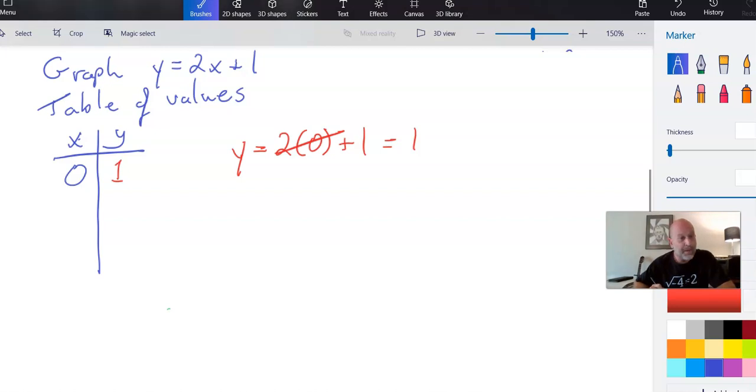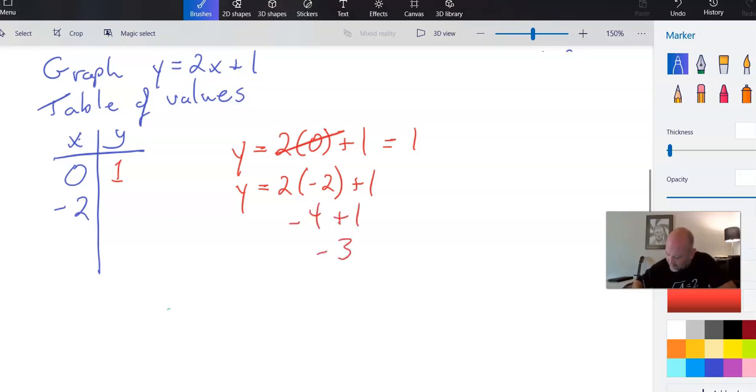That's kind of convenient. So that's a first point, and then we need to find a second point. We need another point to plug in. Any point. I'm going to pick -2. A lot of the time people pick -1, -3, whatever. We're going to plug in -2 and see what happens. So y is equal to 2 times -2 plus 1. That makes it -4 plus 1, and that makes it -3. So for -2, I get -3 as a value.